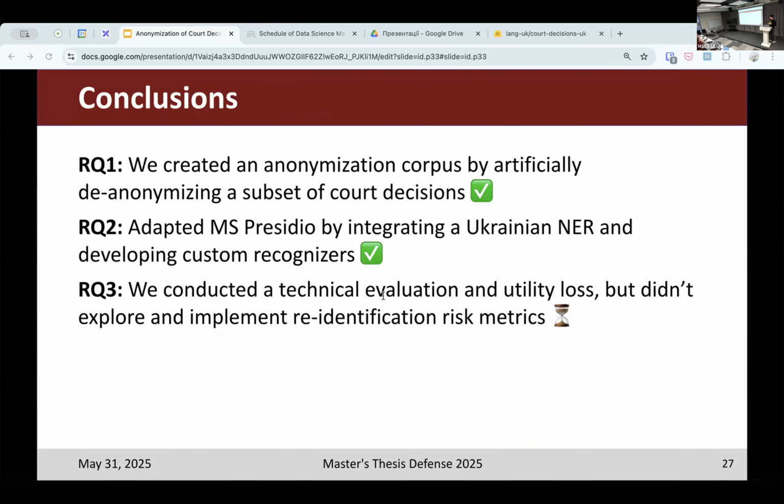And as a conclusion, I want to say that we were able to fully achieve two of the research questions. So we created an anonymization data set synthetically and published them. Also, we adopted Microsoft Presidio by integrating Ukrainian NER and developed custom recognizers. And we also only conducted technical analysis and utility loss calculations, but we didn't explore and implement re-identification risks. So it's sort of completed.